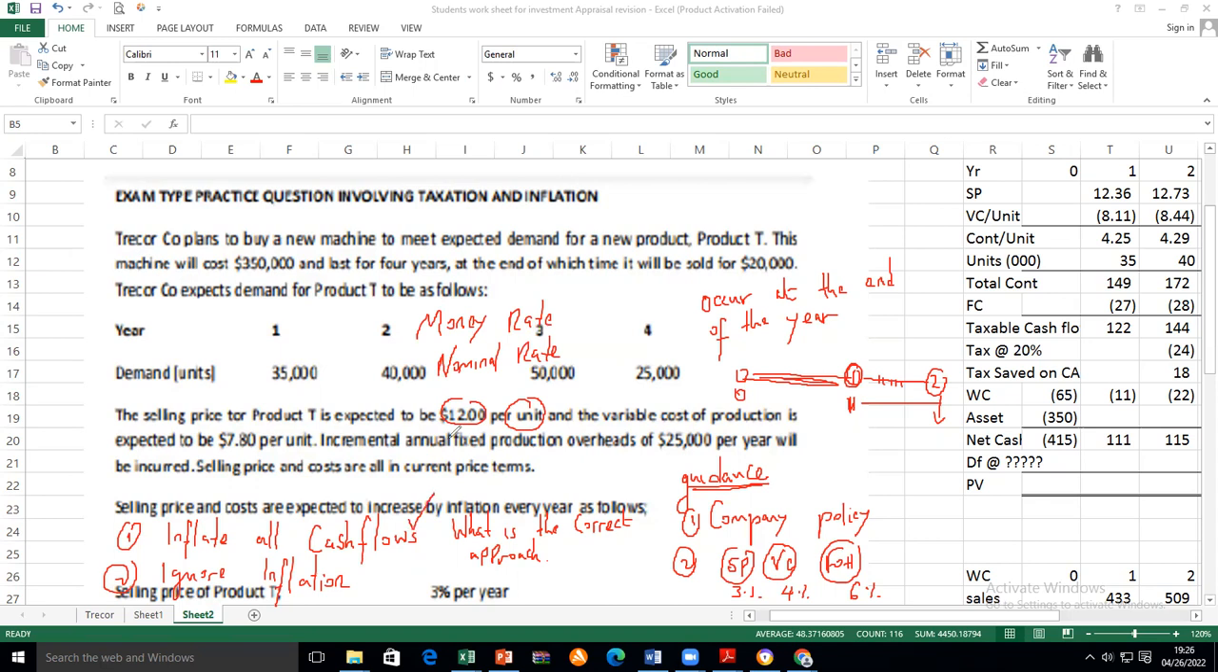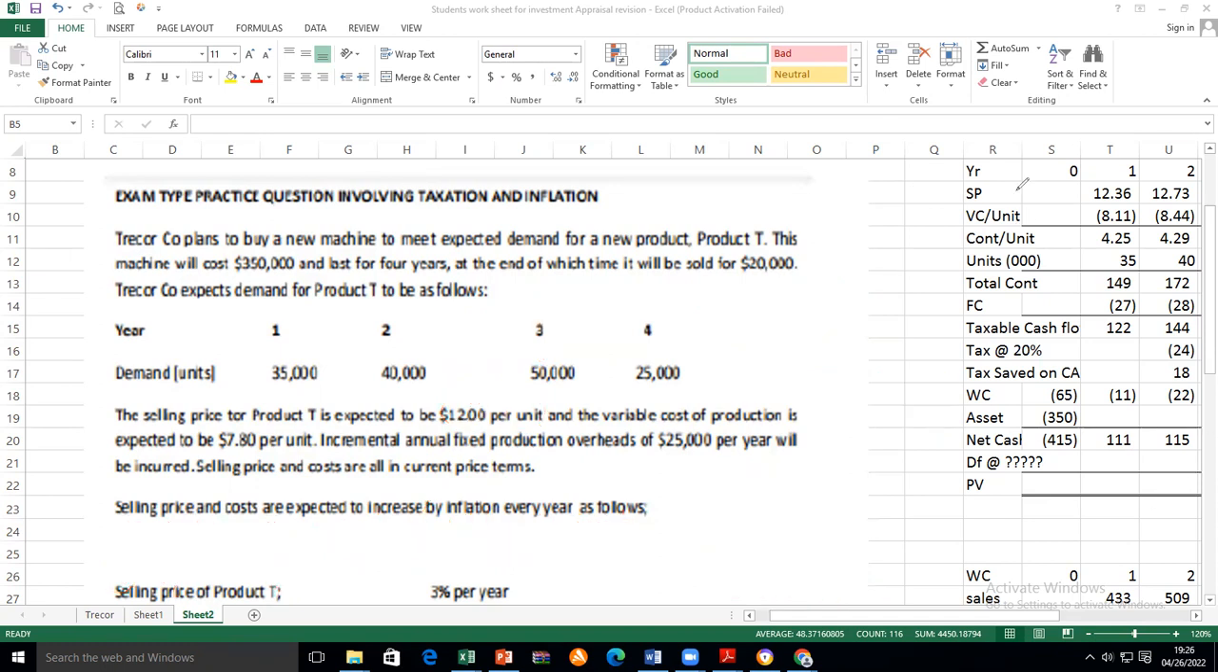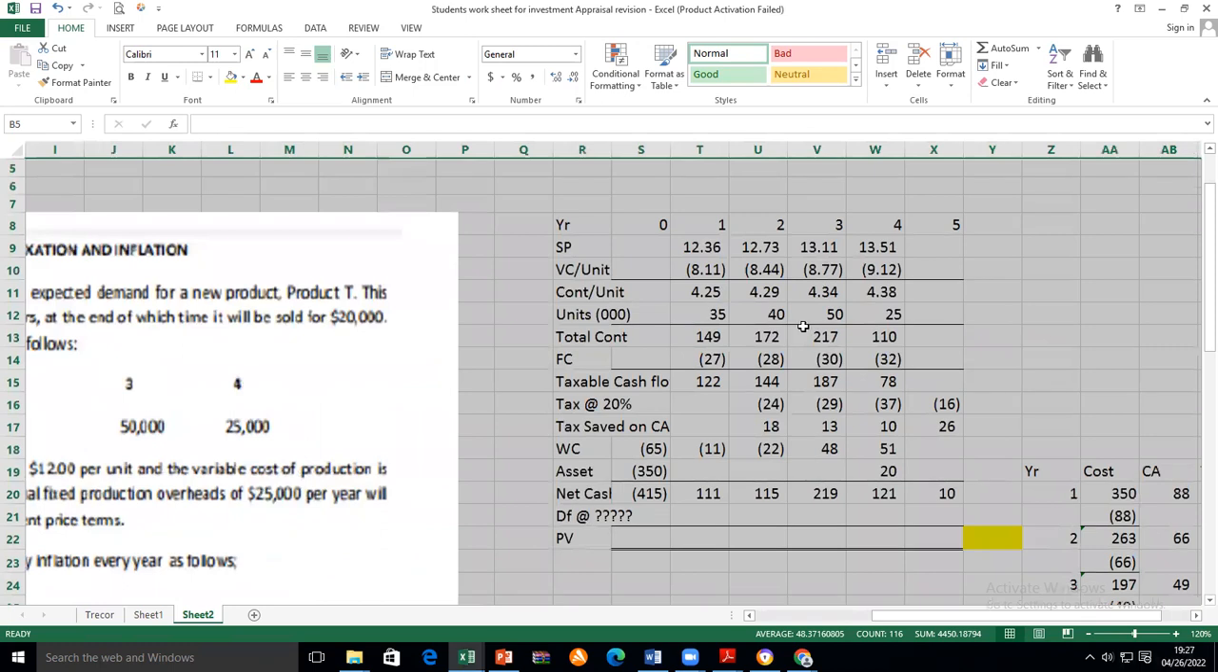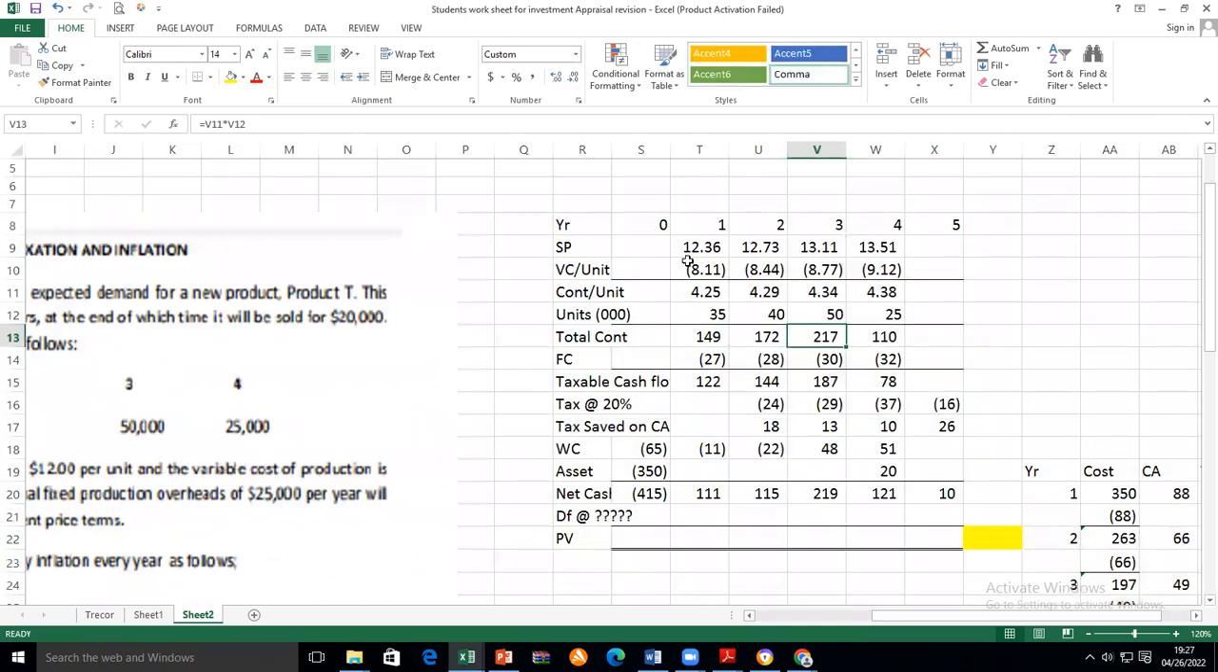Have you seen how I've arrived at the decision? So we're going to inflate our cash flows. Let's start with the selling price. Before inflation, our selling price was what? In year zero, the selling price was $12.